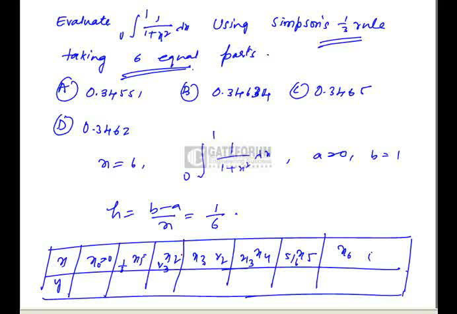Now let us substitute these values in the given function to evaluate y0, y1 and so on. If I substitute x0 as 0, then y0 will be 1 and y1 will be 0.162. Similarly y2 is 0.3, y3 is 0.4, y4 will be 0.491, and y5 will be 0.491 and y6 will be 0.5.